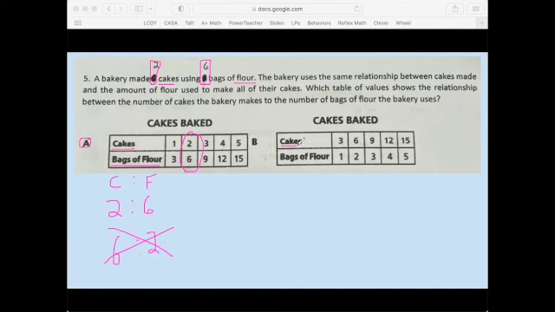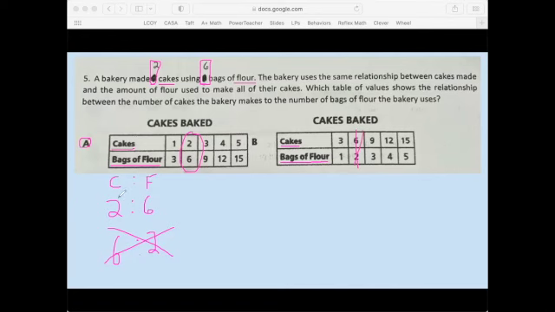However, I'll take a look at why B is wrong. Cakes, bags of flour. The 6 is associated with the cakes, which is wrong, because it's 2 cakes that are made. And the 2 is associated with the bags of flour, which is wrong, because it says 6 bags of flour. So order is important. When it's out of order, your answer is going to be wrong.